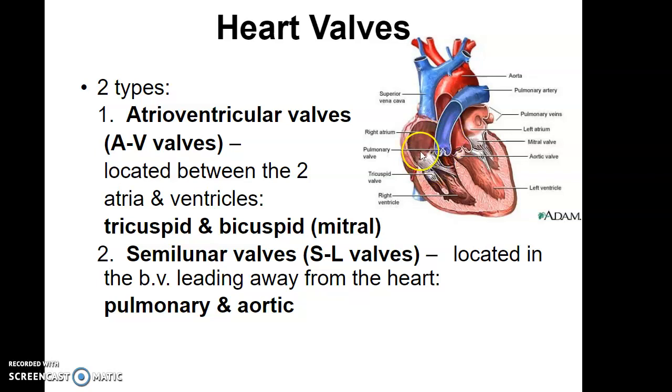So we have our AV valves down here, atrioventricular. This is going to be our tricuspid and our bicuspid. And then these two here are going to be our semilunar valves. This is the pulmonary valve preventing blood flow going back into the heart, going out to the lungs. And this is the aortic valve, preventing blood flow going back into the ventricle before it goes out to the body.